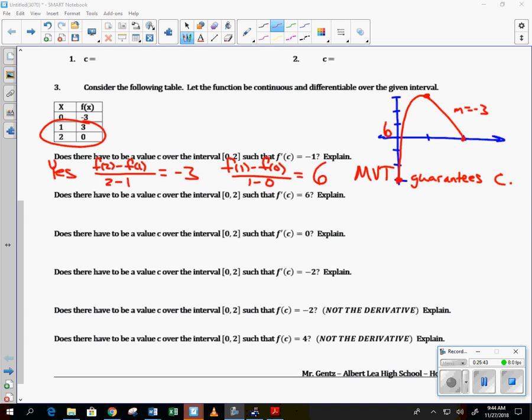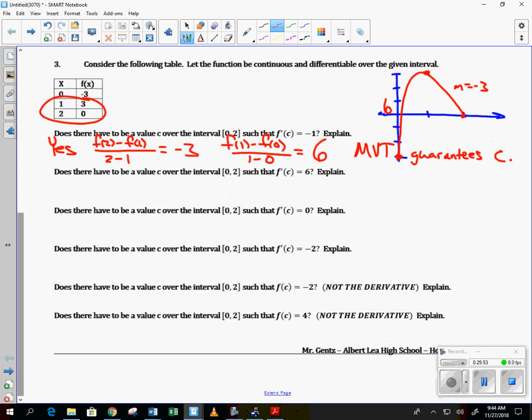On the AP exam, you can write MVT. The mean value theorem guarantees a value C. Does there have to be a value C over the same interval where the derivative is equal to 6? Yes. Which interval guarantees that? The 0 to 1, right? Yeah, so we say f of 1 minus f of 0 over 1 minus 0 is equal to 6. Mean value theorem guarantees C.